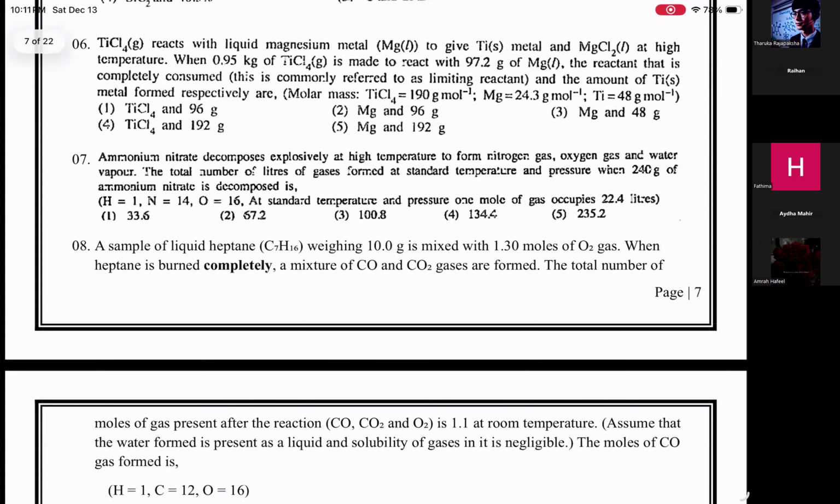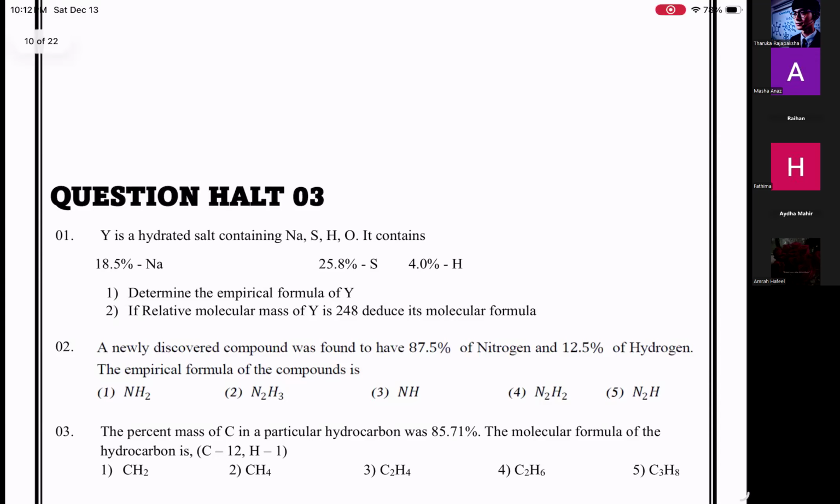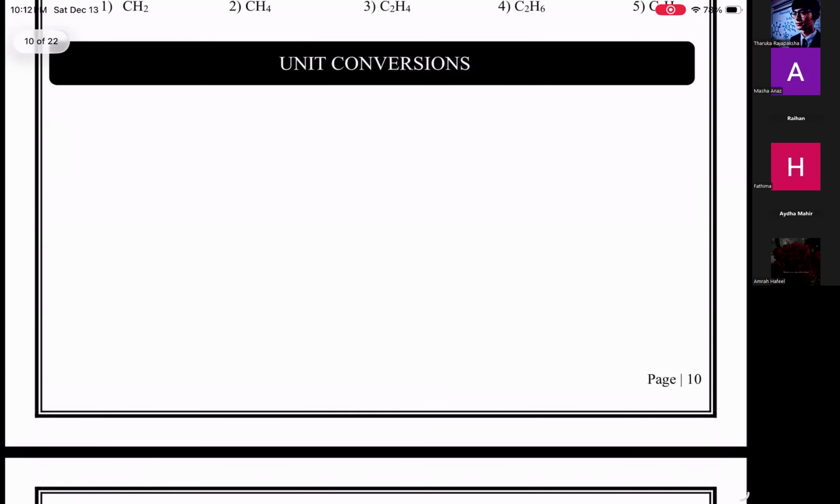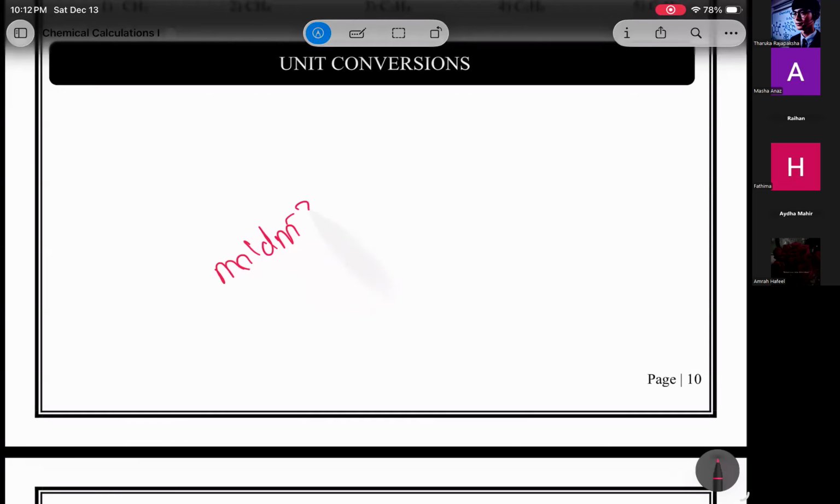Then deriving the molecular formula from the empirical formula, that's also a question pattern. Sometimes you might get an MCQ from it, very rarely. Then unit conversions also we will be doing in the chemical calculation class, because unit conversions will be important for all of the subjects, especially chemistry: how to convert mole per cubic decimeter to mole per cubic meter, how to convert between different units. There are many, like milligram per cubic decimeter to milligram per cubic centimeter. There are many unit conversions which you need to learn in chemistry. So everything you're going to learn here.